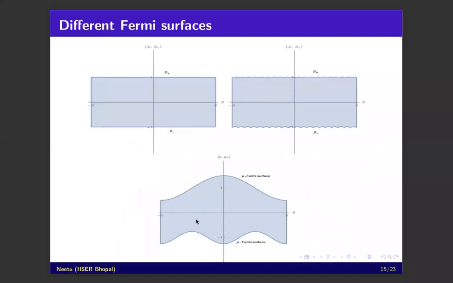So this is how these Fermi surfaces look for these different states. The first one is a profile corresponding to the ground state, the second one corresponds to a generic excited state K, and this third one corresponds to a coherent state.